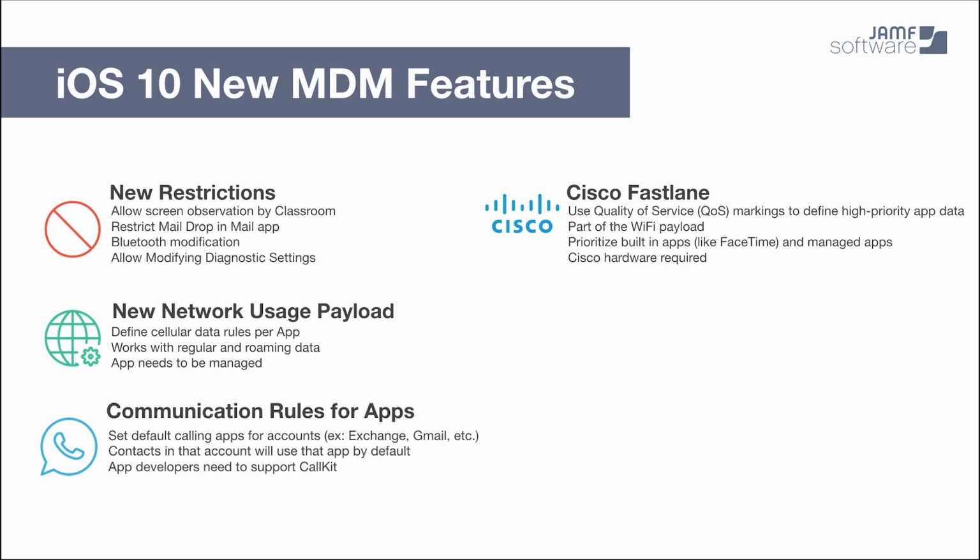There's some great new features from Apple and Cisco here. So if you have a Cisco network, you can take advantage of their fast lane. So you can use these quality of service markings to define high priority apps on your network. That means, again, I could prioritize things like WebEx, like Salesforce, while making sure other apps still get internet access, but making sure the business priority ones get first access to it here. And this all works on Cisco's hardware.